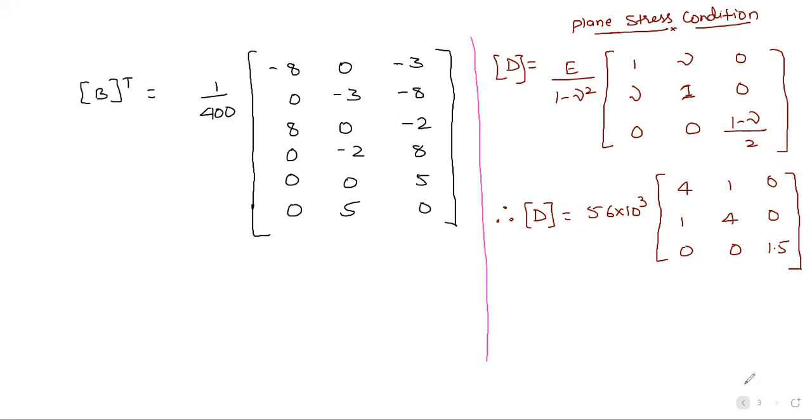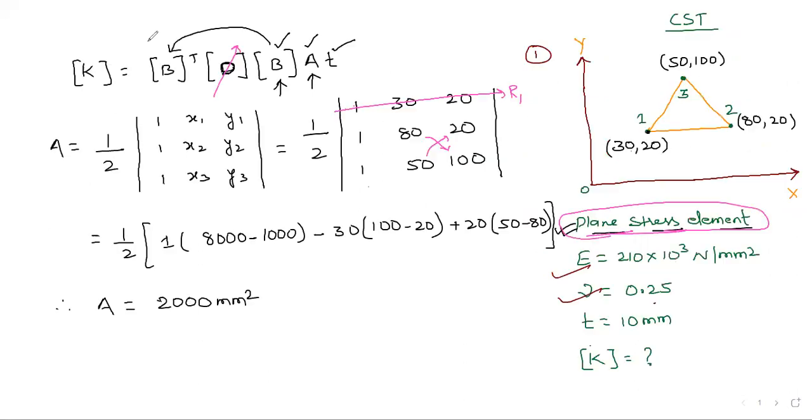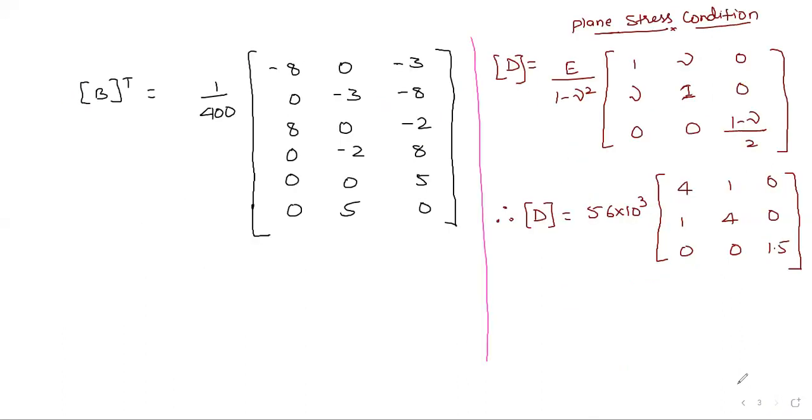Now what is unknown? Everything is known now. This is also known now. This is known, this is known, this is known. So we can find this K matrix. Now let us find the K matrix, the stiffness matrix. Let us find the K matrix now.